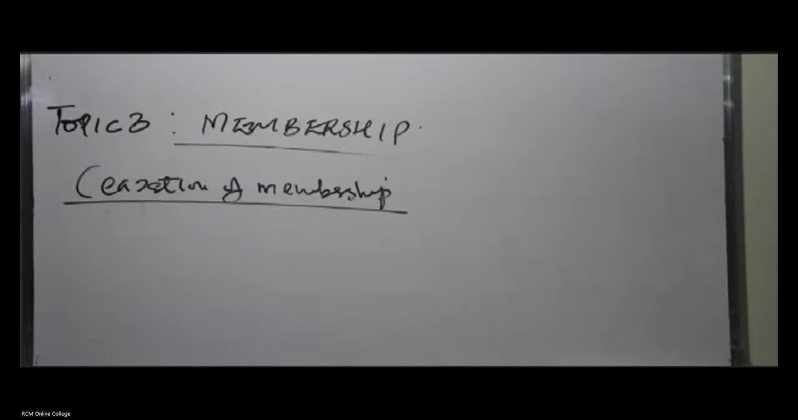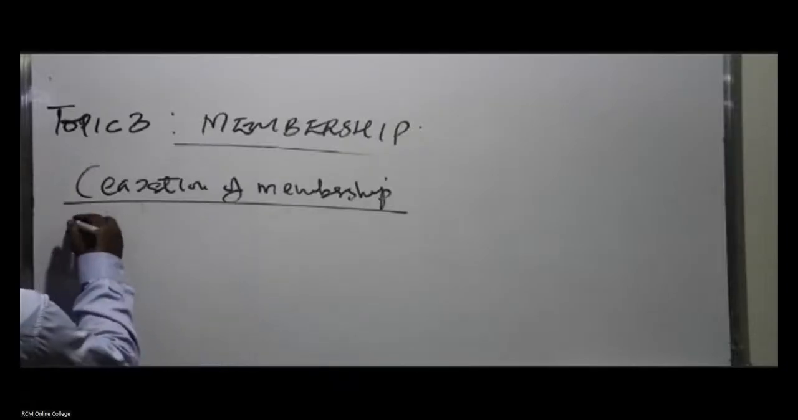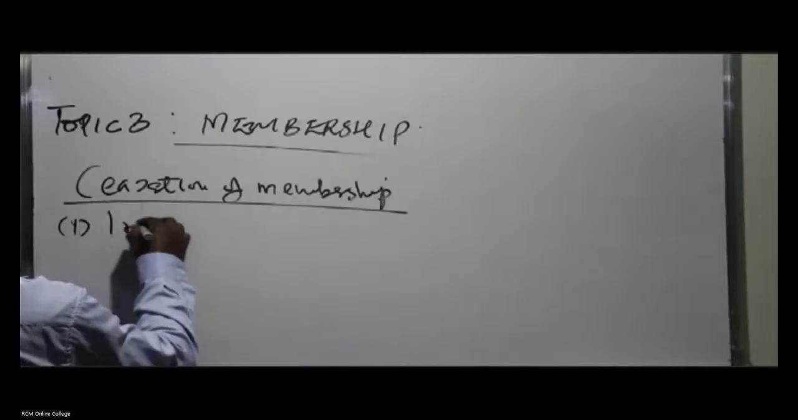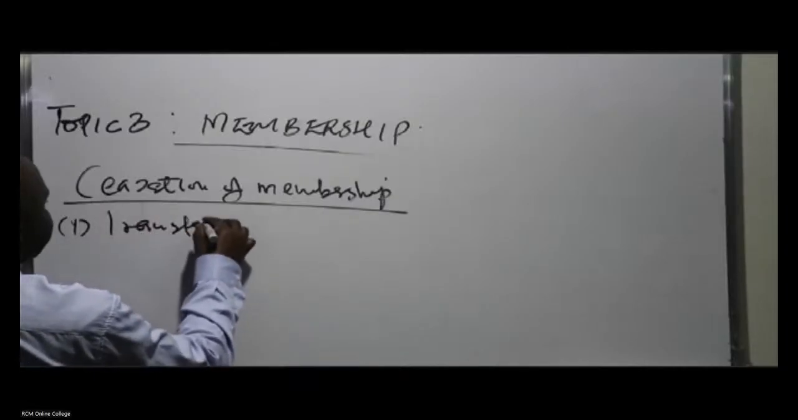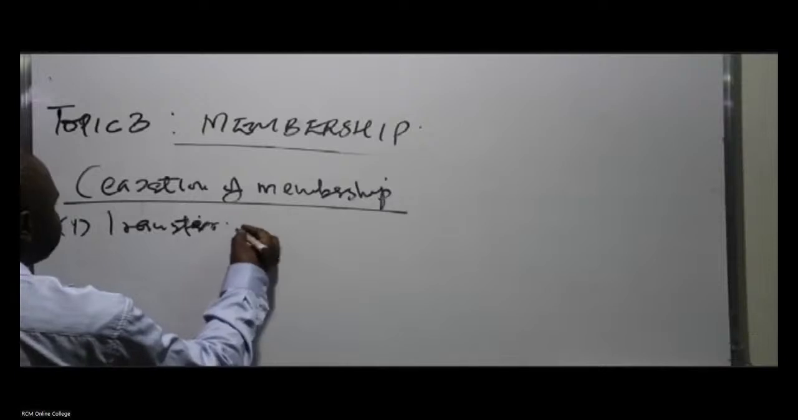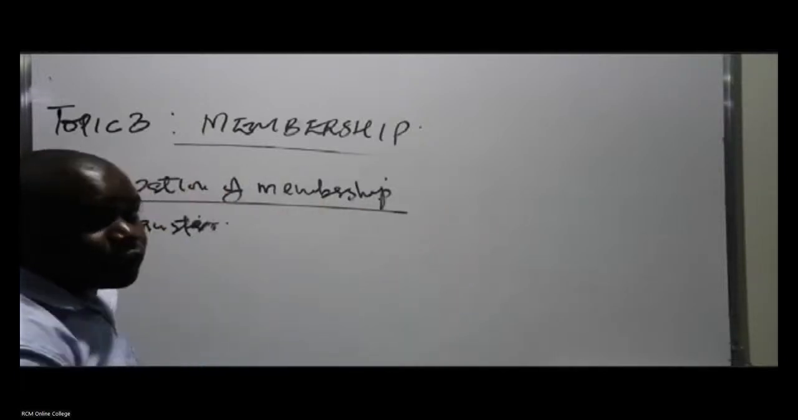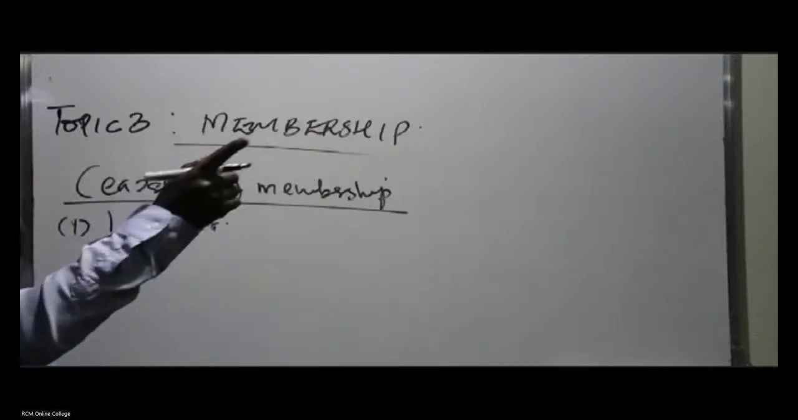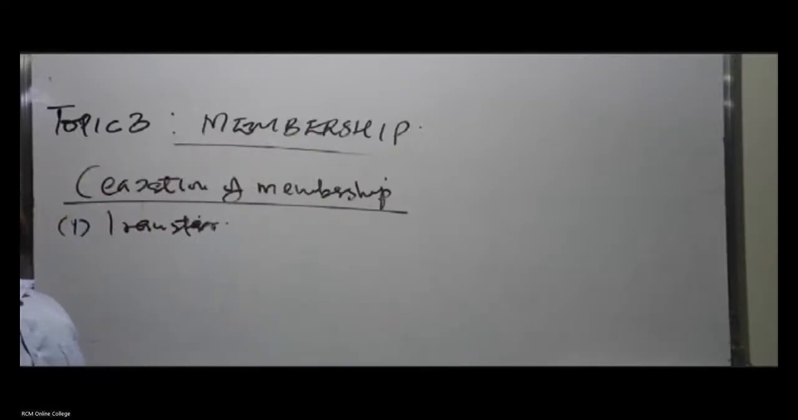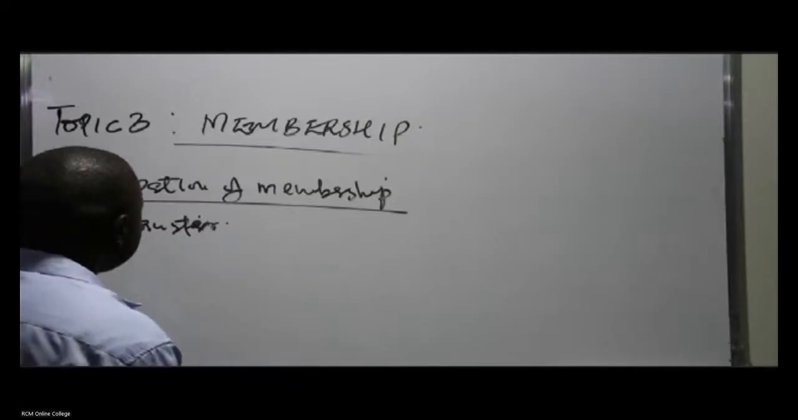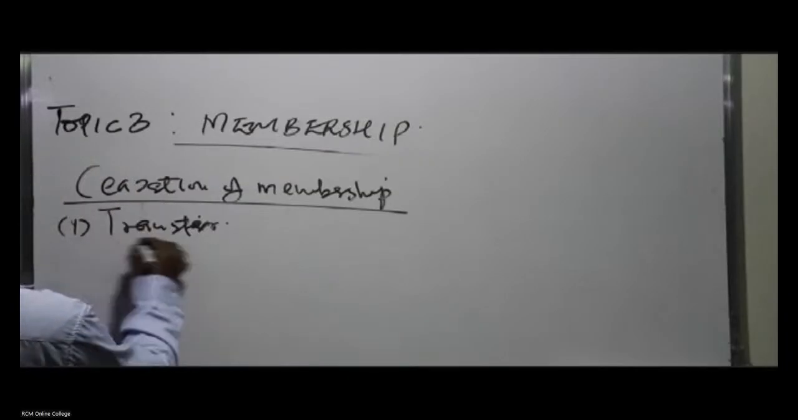Transfer. So we have transfer. Under transfer there are two parties, the transferor and the transferee. The transferor is losing because he's selling, while the transferee is receiving. So under transfer of shares, the transferor is losing.